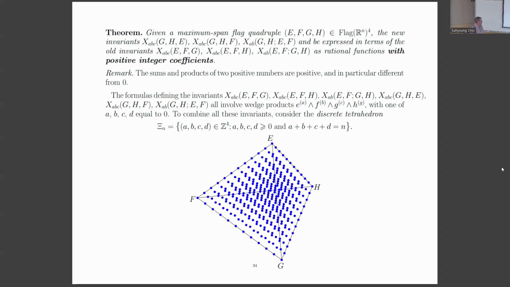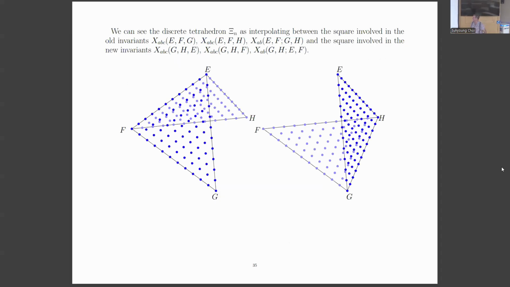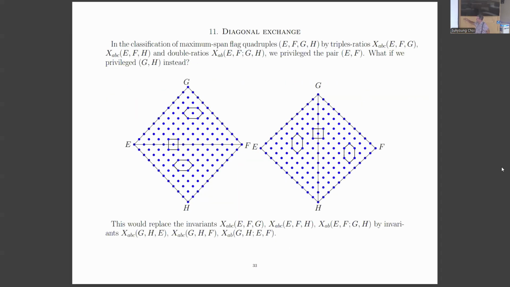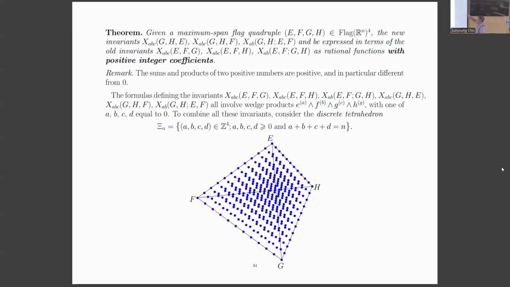The theorem says that if I switch from all the coordinates corresponding to one diagonal, let me go back. Okay, so here, associated to this diagonal, you have the old invariants, and associated to this diagonal here, you have the new invariants. And so what the theorem says is that if I want to compute the new invariants in terms of the old invariants, this is given by a formula.